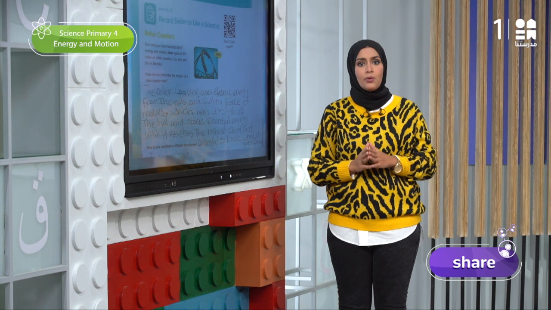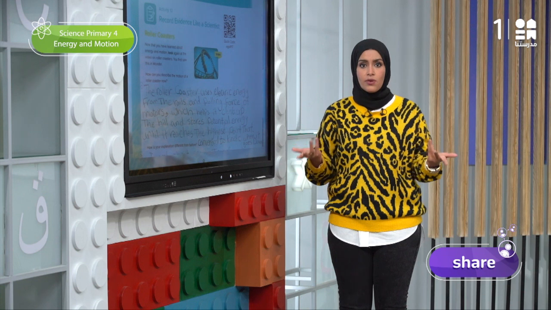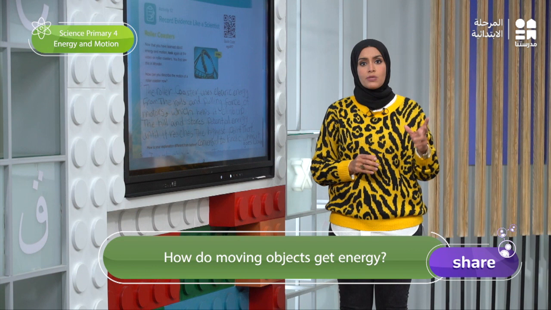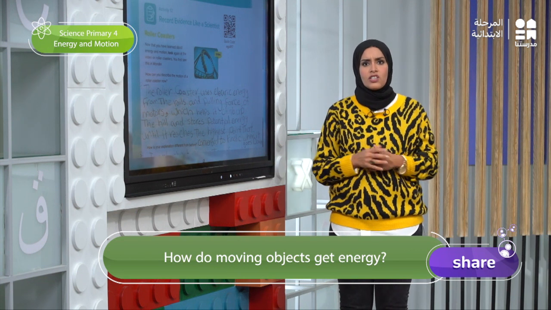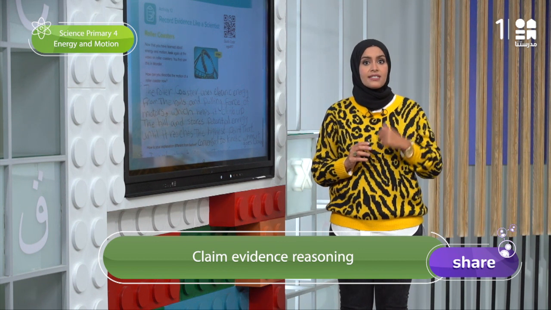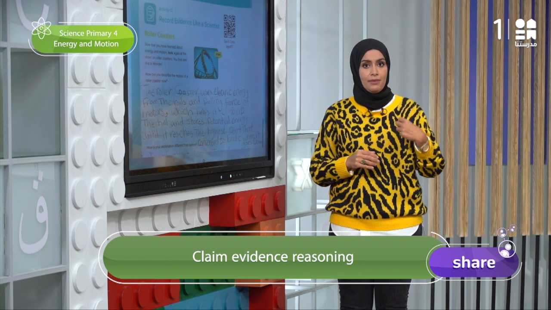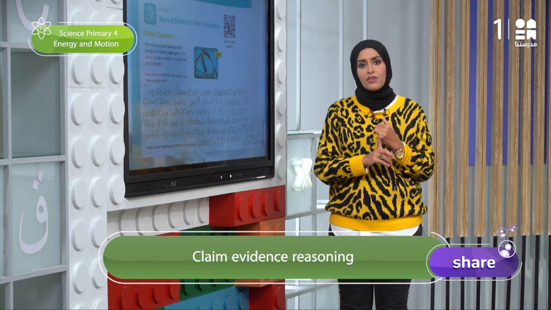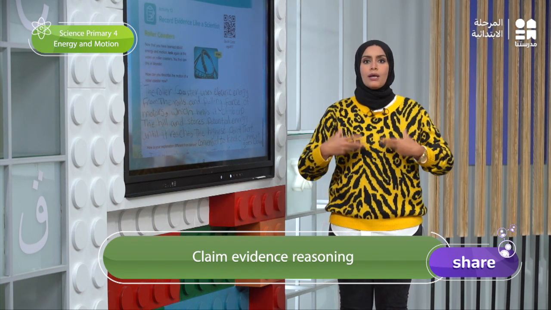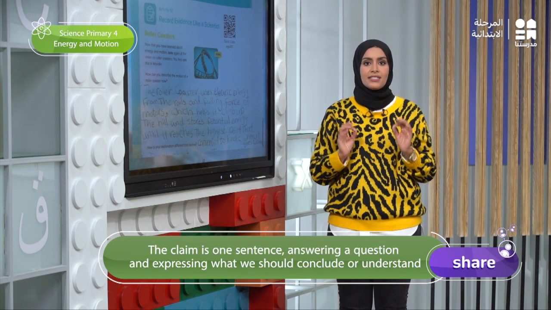The second step in our lesson is to construct a scientific explanation to the question, can you explain? How do moving objects get energy? In can you explain, we asked how moving objects get their energy. As usual, we use the claim, the evidence, the reasoning model to organize our scientific writing. If you remember, the scientific way of writing always started with a claim, a hypothesis, then we write evidence to try to prove it, then the reasoning, where we explained why we wrote it that way. You need to make sure that your claim is one sentence.